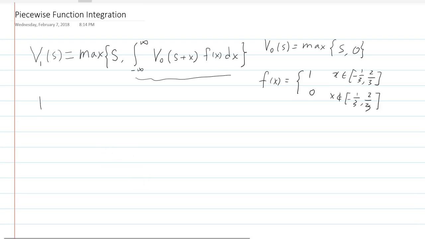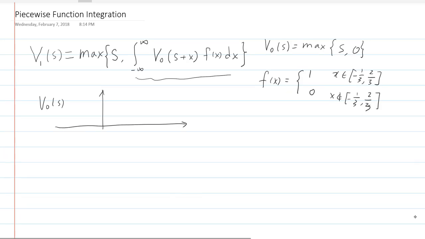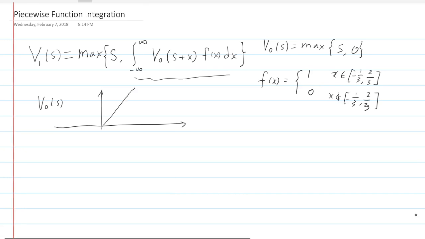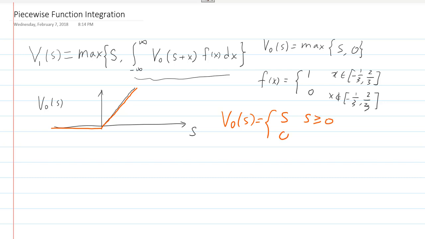In fact, we know if you try to graph it as a function of s, this is what we have. If s is greater than or equal to 0, we get s. So this is 45 degrees, and this is s over here. And this is a graph of this function. Let me use a different color. So this is a graph of the function. Over here, 0, and this one. So in fact, you can see that v naught of s is the following piecewise function. It's s if s is greater than or equal to 0, and it's going to be 0 if s is less than 0. So this is piecewise.